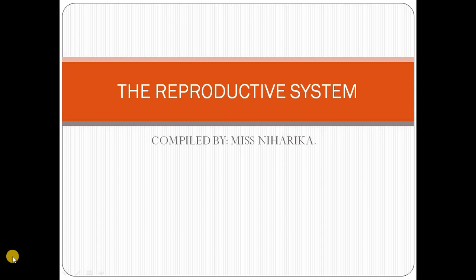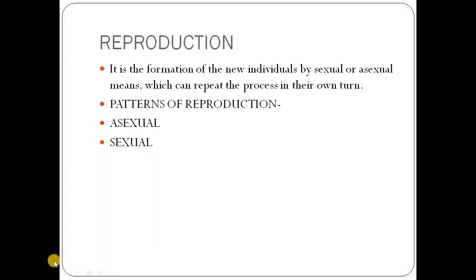All right, so if we talk about reproduction in general, it is actually the formation of new individuals by sexual or asexual means, which can repeat the process in their own turn. We all know that there are two patterns of reproduction. One is the asexual mode of reproduction and the other is the sexual mode of reproduction. Now, the basic difference between them: let's compare first asexual and then sexual.